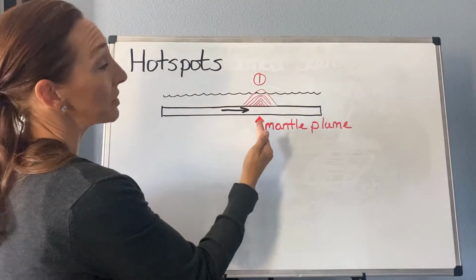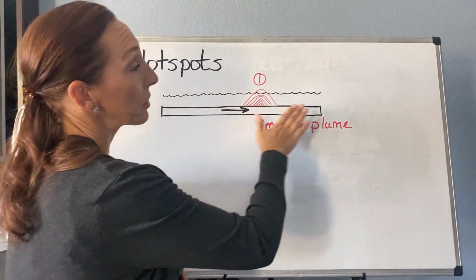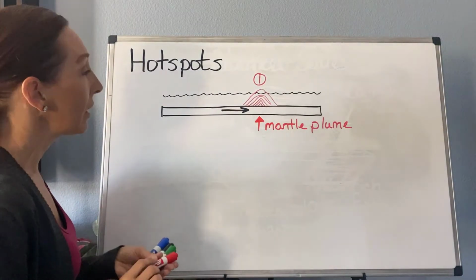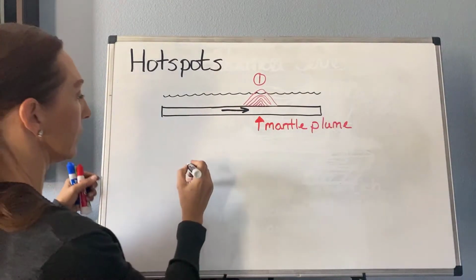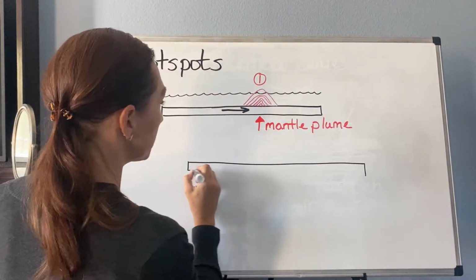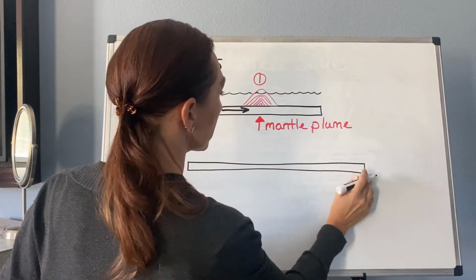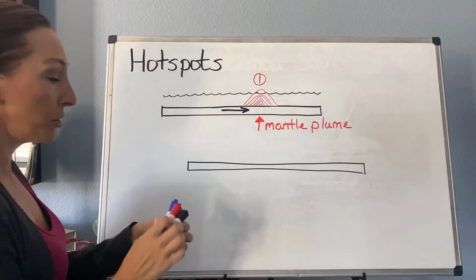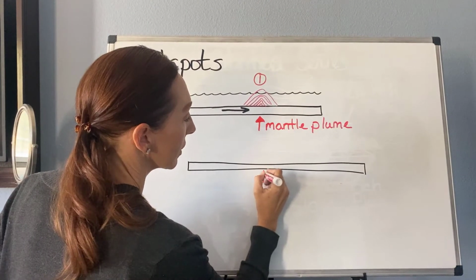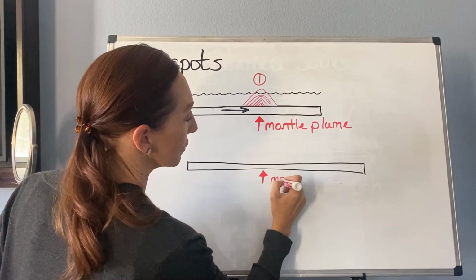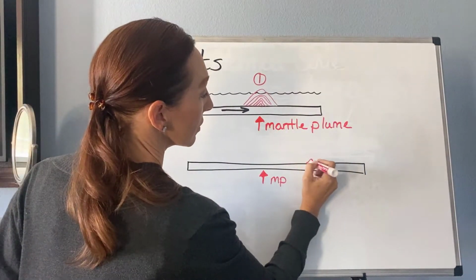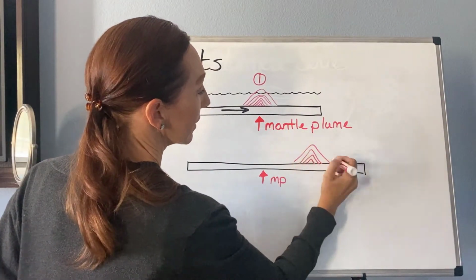Now, the mantle plume is going to remain at this location, but this plate is going to move that island away off of the top of that plume. And so what we need to visualize is something like this, where our plate has moved, but our mantle plume has stayed in that original location. So here we go, and here's MP for mantle plume. And so my volcano has gotten carried off with it.